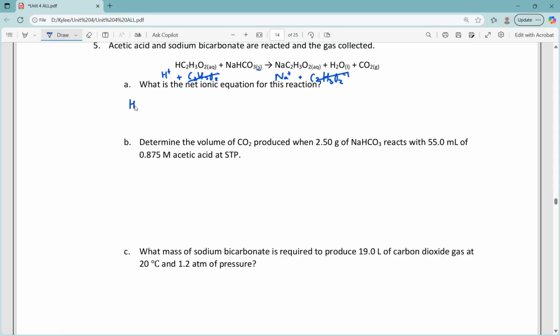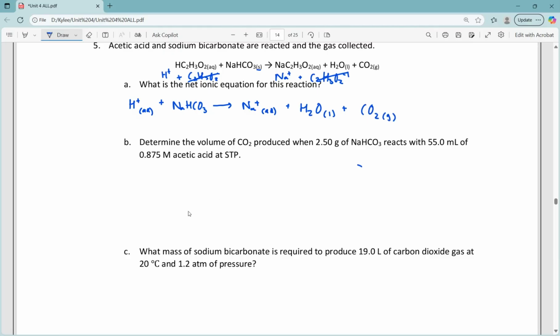I have hydrogen ion that's aqueous, and it's reacting with sodium bicarbonate, also known as baking soda, and it is producing sodium ion in solution. It is producing water, and it is producing CO2 gas.